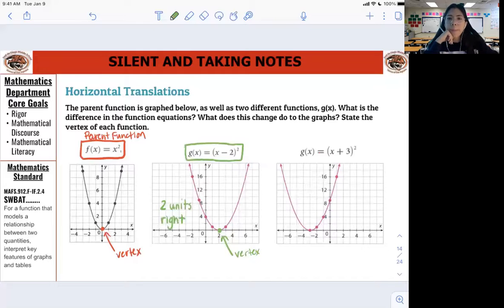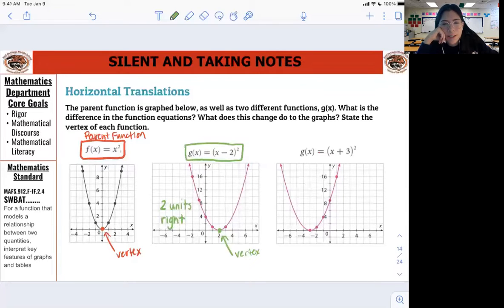Did it flip? No. Did it get wider? It's kind of hard to tell in this case, actually. They didn't make it very obvious, but what do you guys think? Did it get wider? Yeah, this is a bad example.